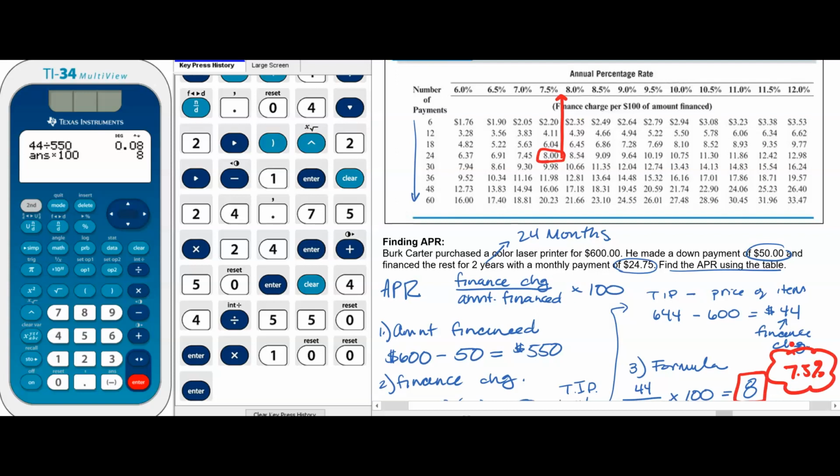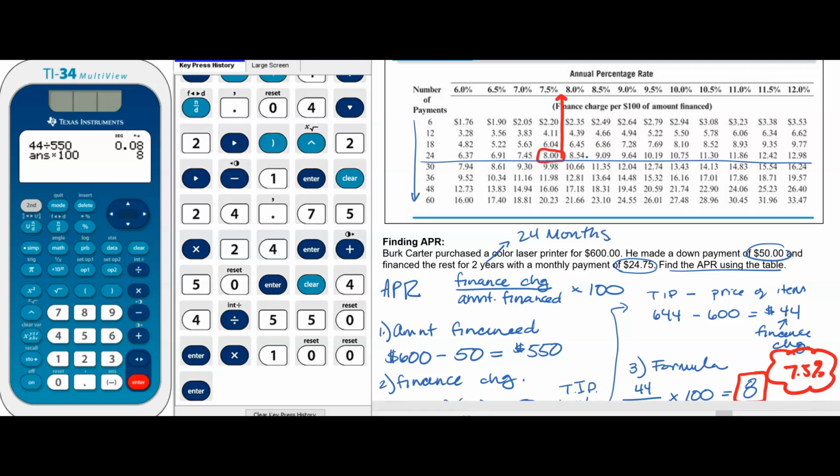That's the APR. So let me just go back and review real quick. We are going to find the number of months on the left-hand side. We identify the row that we're looking at, and then we find the closest number in that row to the number that we got from using the APR formula. And then we look up, and that's going to be our APR. So the annual percentage rate for this laser printer is 7.5.